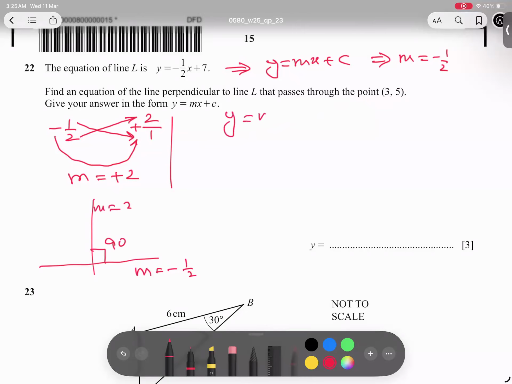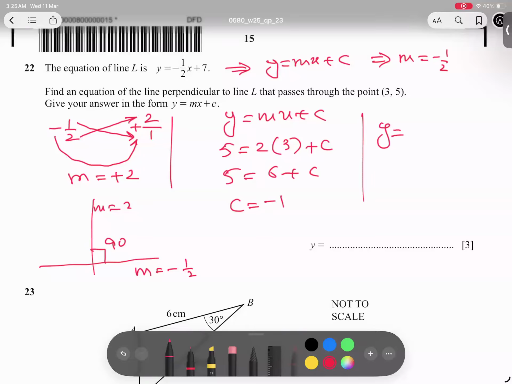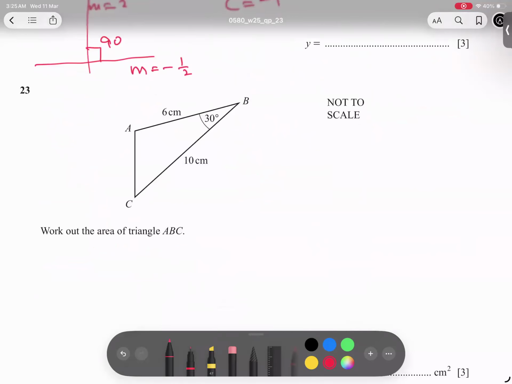So y equals mx plus c. The x value is 3, the y value is 5, and the m value is 2. So 5 equals 6 plus c, the 6 goes there, and I get c equals minus 1. Final answer, y equals mx plus c, and that turns out to be y equals 2x minus 1. So Alhamdulillah Rabbil Alameen, clear.